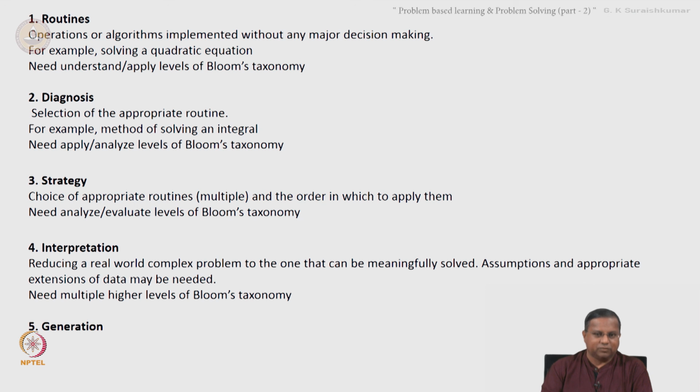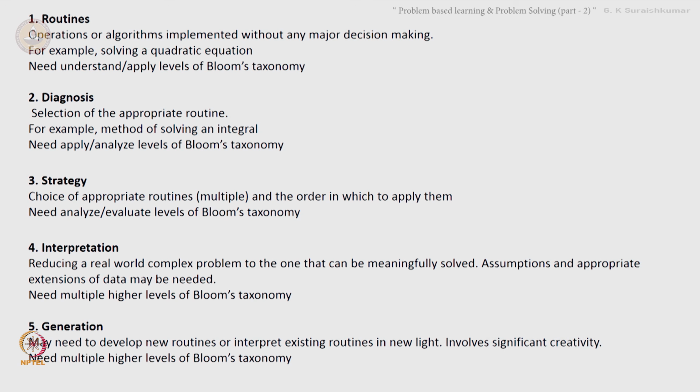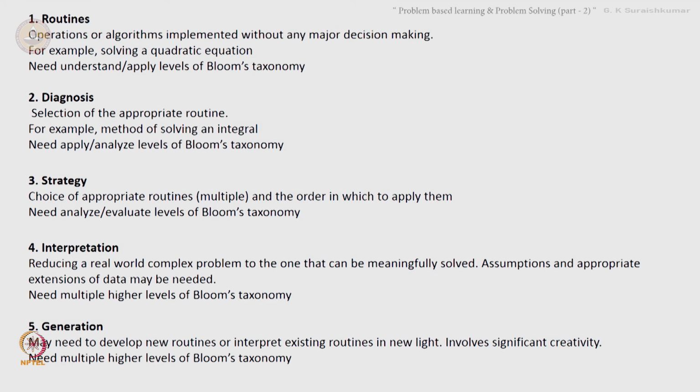And finally, generation, which is the highest level in problem solving, which needs the highest level skills of learning. You may need to develop new routines or interpret existing routines in a new light, and it involves significant creativity. Need multiple higher levels of Bloom's taxonomy to be able to solve this. Therefore, to summarize, the taxonomy consists of 5 different levels: 1 routines, 2 diagnosis, 3 strategy, 4 interpretation, and 5 generation. Different levels of skills are needed to solve these different levels of problem.